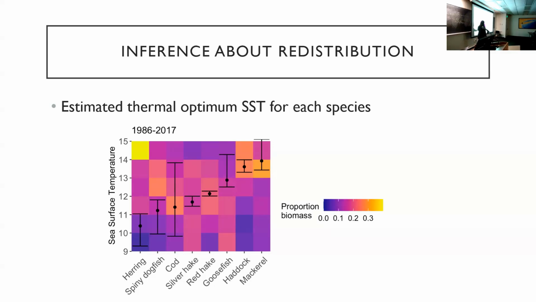But also, where is all the biomass happening? As it turns out, there was one year where there were just a ton of herring found in a very warm place, so you'll see this bright yellow up here. We're just trying to understand, we have this thermal optimum. Are the species abundances really aligning with the optimum? And if not, that might be a signal that they're not happy and they're moving other places.